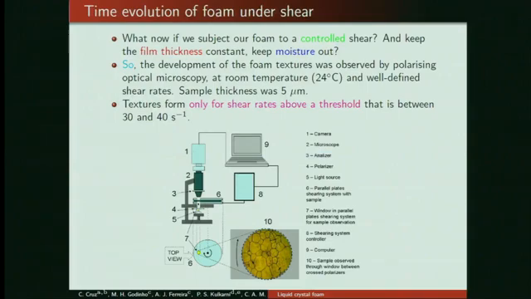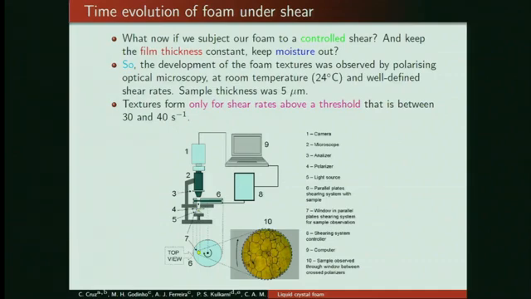So some details of what was done. Again, room temperature, but now well-defined shear rates. Sample thickness was 5 microns, now carefully controlled. And this is just the schematics of the experimental setup. This is the kind of thing you would see when looking under the microscope, and shear is applied using this rotating plate arrangement. Again, we look at our system under, well, not quite crossed polars.